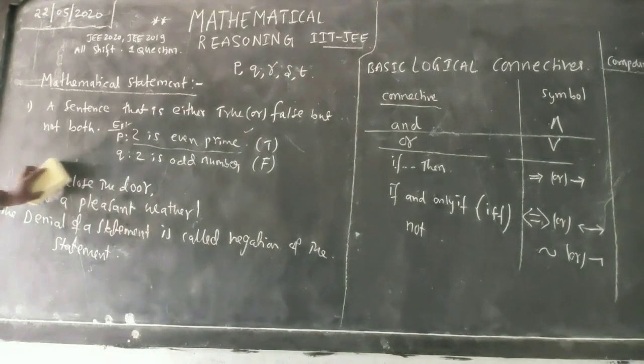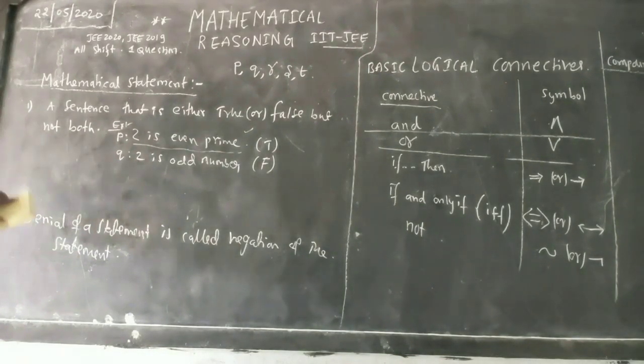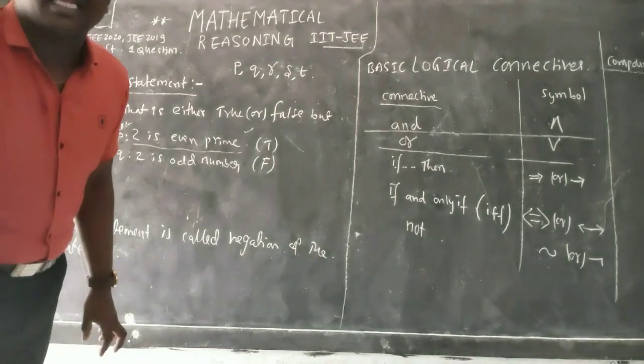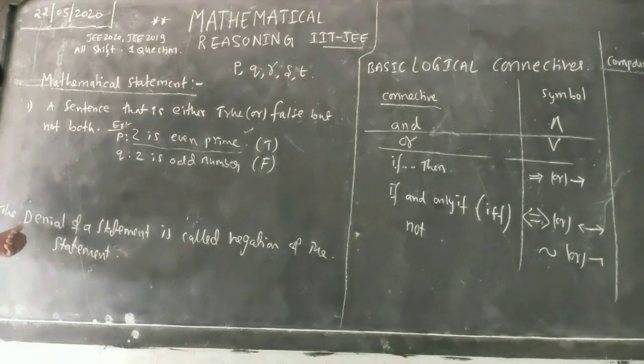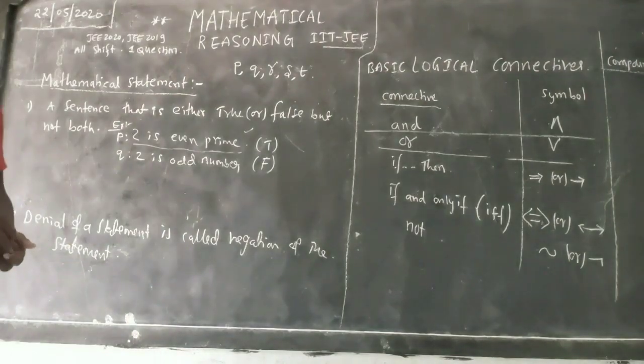Now, if any statement is there, for any statement there is an opposite of this, meaning the negative of that. That is called the denial of a statement. Denial of a statement is called the negation of the statement.